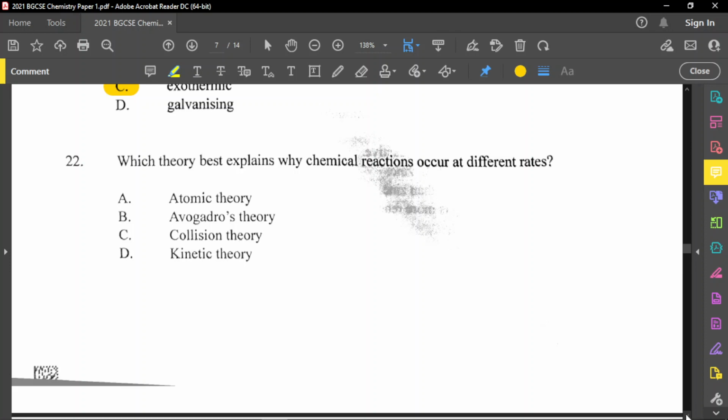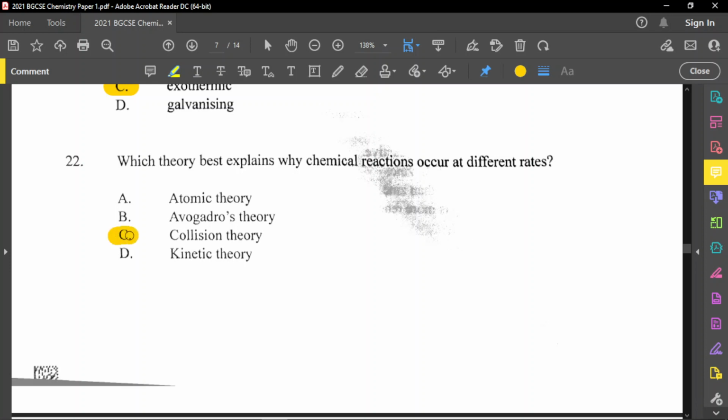So atomic theory, no, it's not indicating anything about no reaction. Avogadro's theory, no. Collision theory is indeed good. The kinetic theory, as I mentioned earlier in a question, is just referring to the temperature gain, right, which is equivalent to the kinetic energy of the particles. Higher kinetic energy, particles move faster, which means they have more energy, and there's also an increase in temperature.